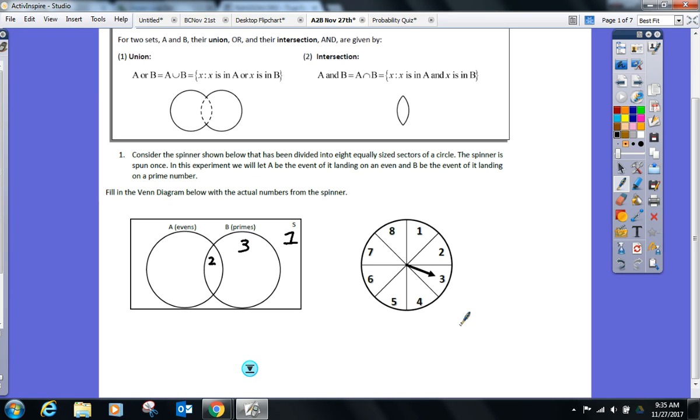Here we go, 4. Even. 5. Prime. 6. Even. 7. Prime. And 8. There we go, under my evens.